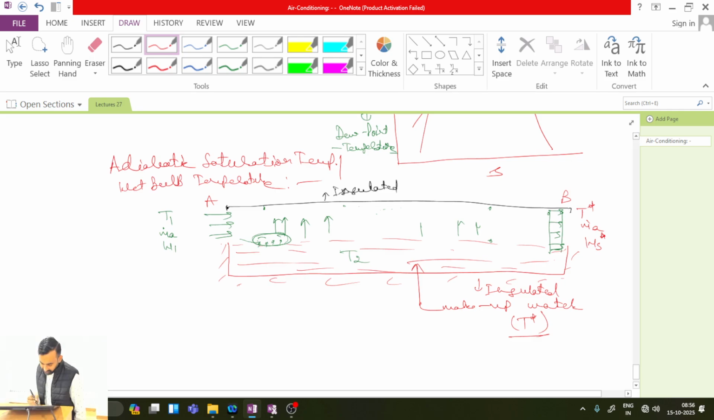Now let us analyze this chamber. If I take this chamber as my control volume, what are the mass interactions?